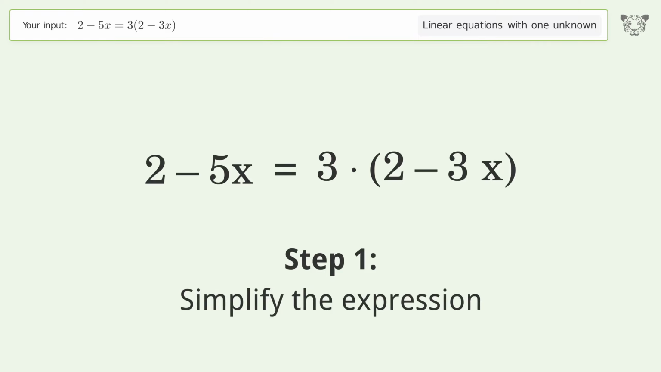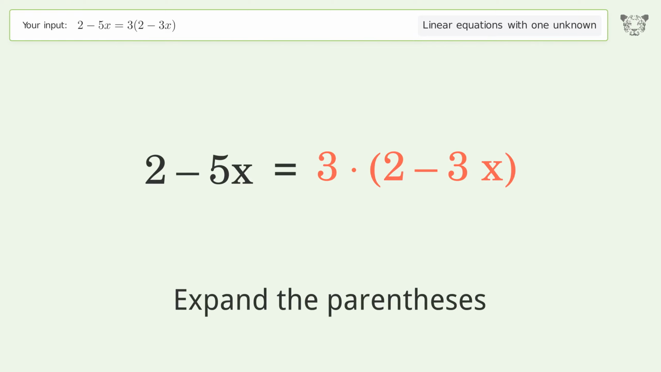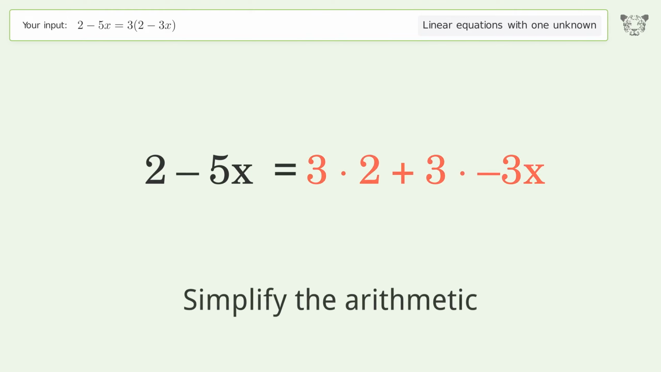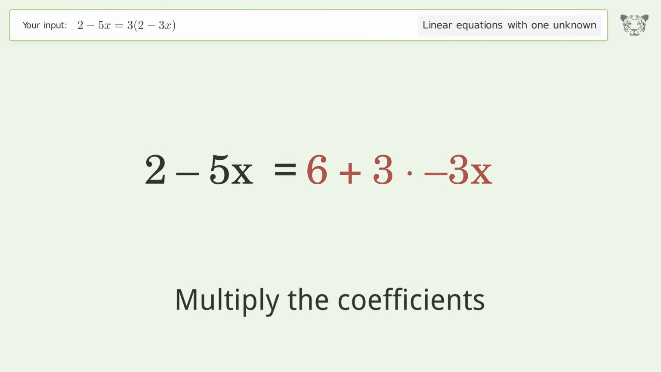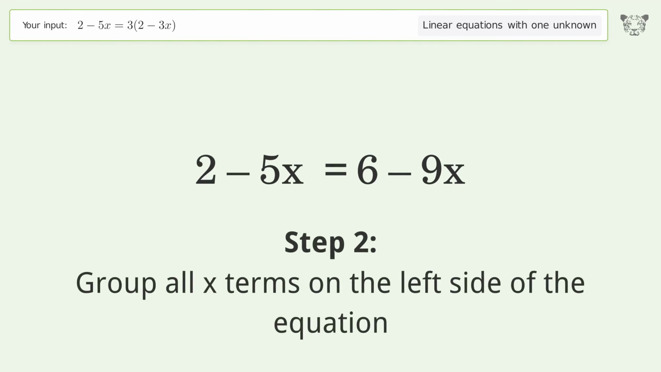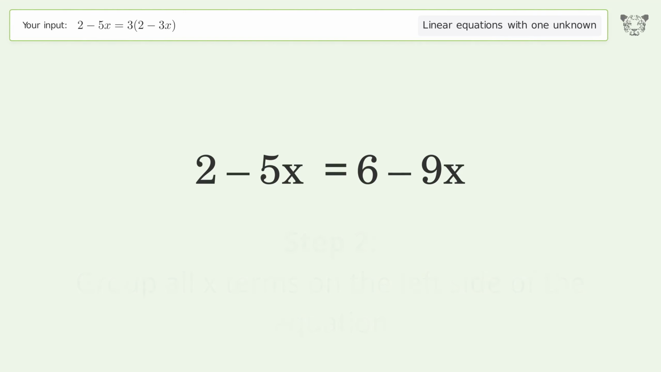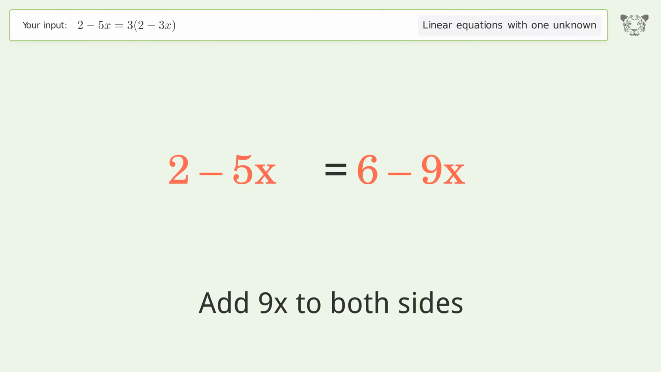Simplify the expression. Expand the parentheses. Simplify the arithmetic. Multiply the coefficients. Group all x terms on the left side of the equation. Add 9x to both sides.